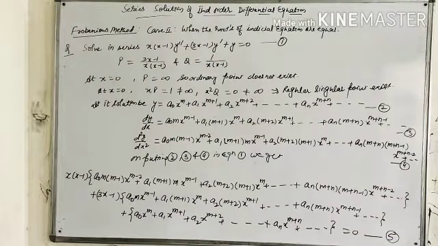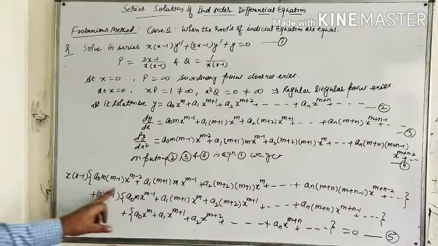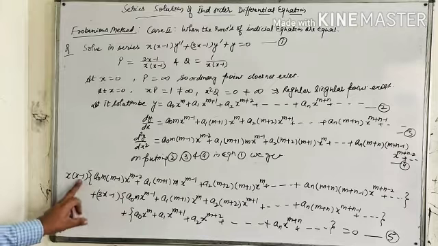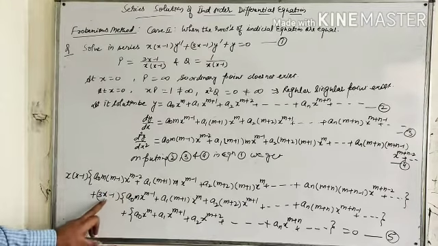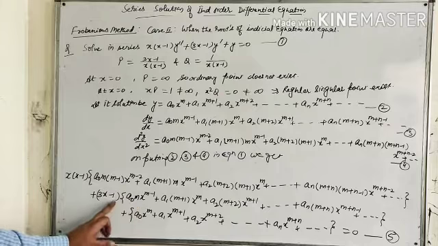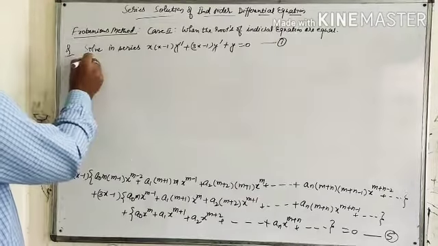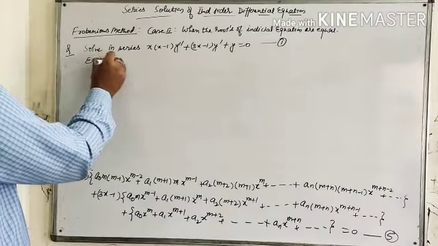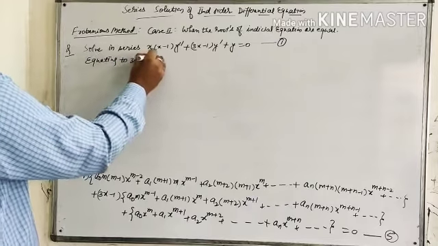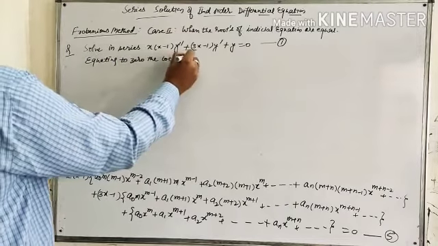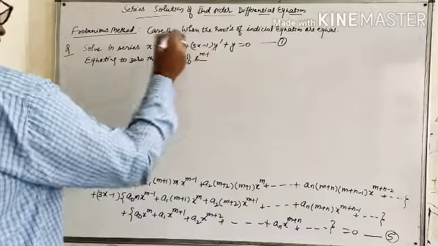Now we have to equate to 0 the coefficient of the lowest power of x. From here, when we multiply by x square it will be x raised to power m, and when we multiply by x it will be x raised to power m minus 1. So the lowest degree of x is x raised to power m minus 1. Equating to 0 the coefficient of x raised to power m minus 1.